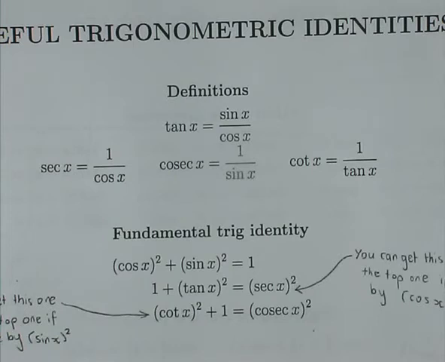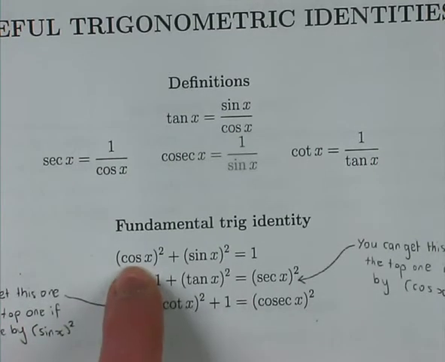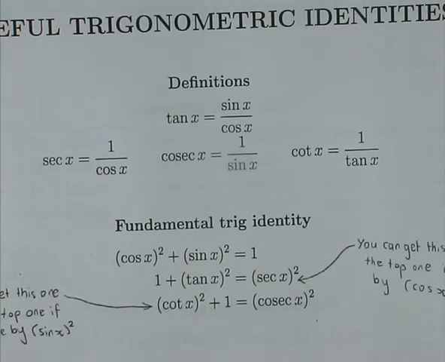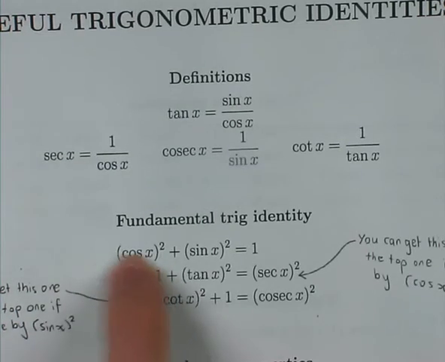And then there's this fundamental trig identity. Cos squared plus sine squared is 1. And that comes from your unit circle. Because it's a circle of radius 1, if you go the x-coordinate squared plus the y-coordinate squared, Pythagoras' theorem will tell you that it comes out as 1. So that's where this one comes from.